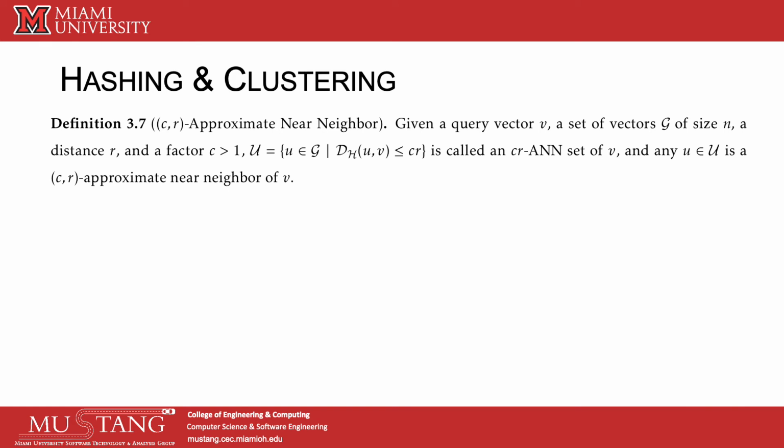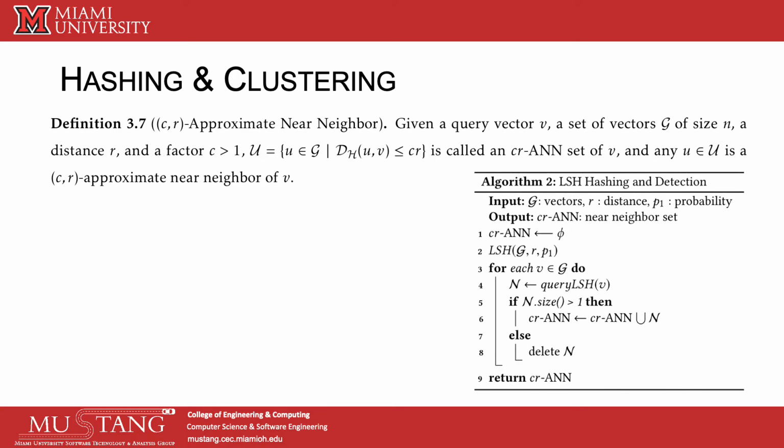Here is the approximate near neighbor. We use it to generate the CRANN set of V, the approximate near neighbor set that contains all the candidate pairs of the clones. And this is the algorithm showing that.